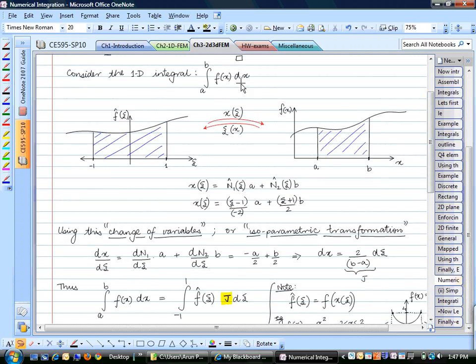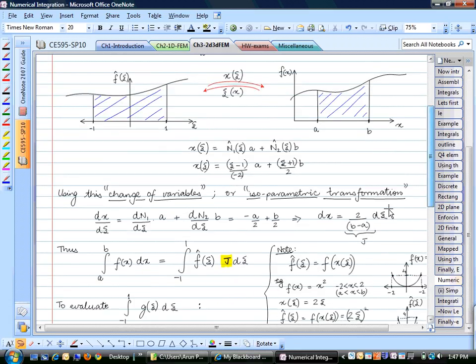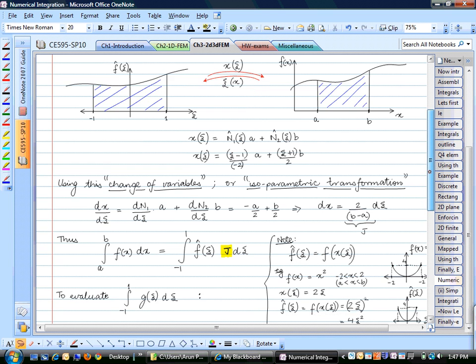This was the original integral. I substitute dx with J times dc. That's right here. And now I will have a new function of c. So I have modified my original integral, transformed it to a variable c.